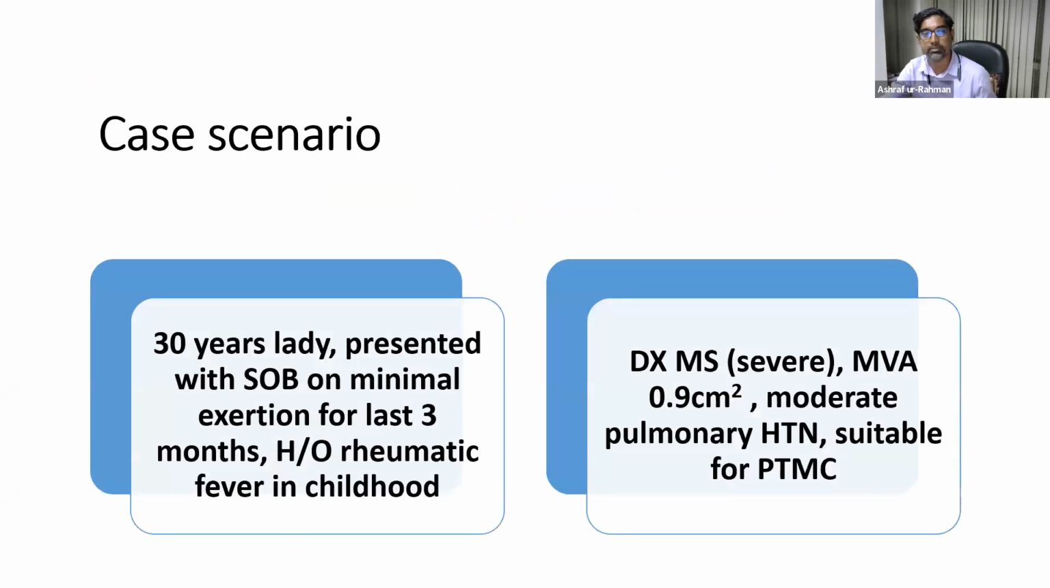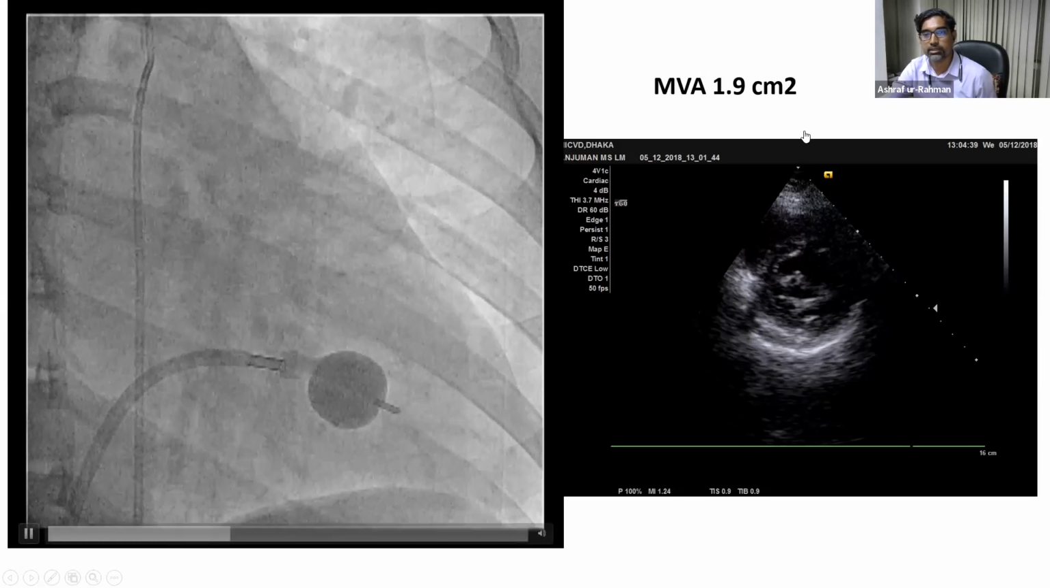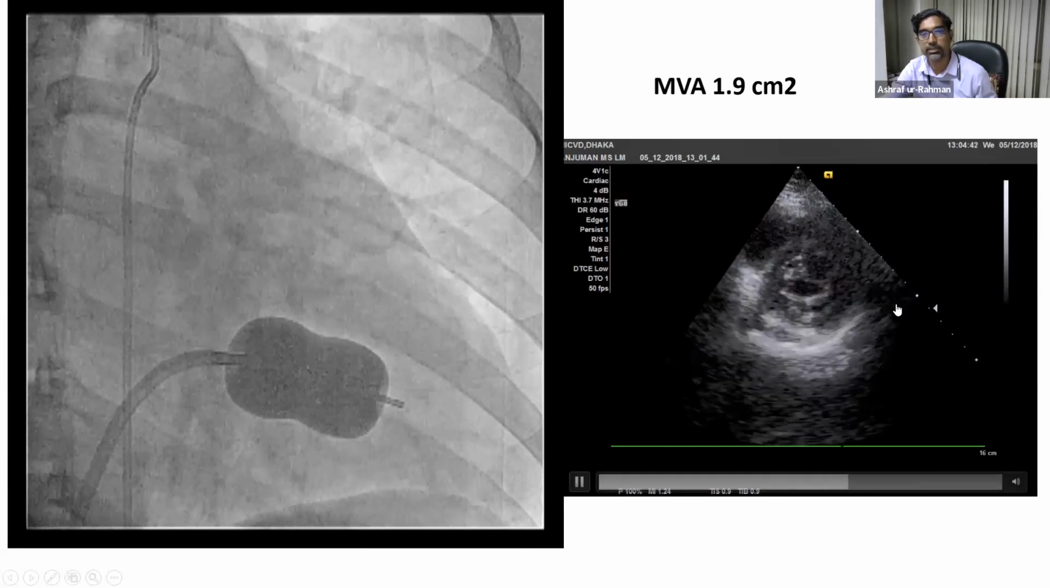And I will share some special cases done in our hospital NICVD by our team. This lady presented with shortness of breath on exertion for the last 3 months, and she had a history of rheumatic fever in childhood. As we know, rheumatic MS is more common in our country, and she has severe MS with valve area less than 1 centimeter square with moderate pulmonary hypertension, suitable for PTMC. So we did her PTMC, and valve area improved to 1.9 centimeters square. You can see the split commissures. So this is a successful PTMC.